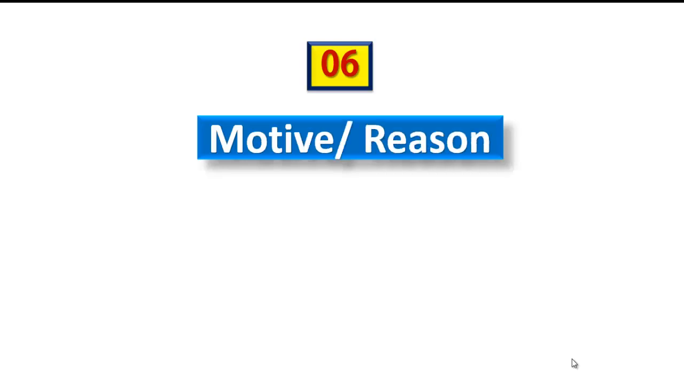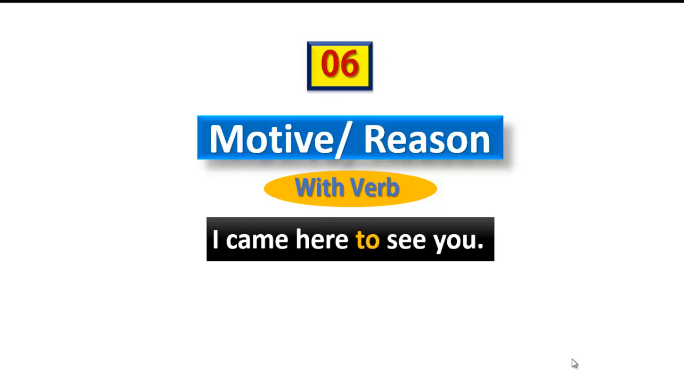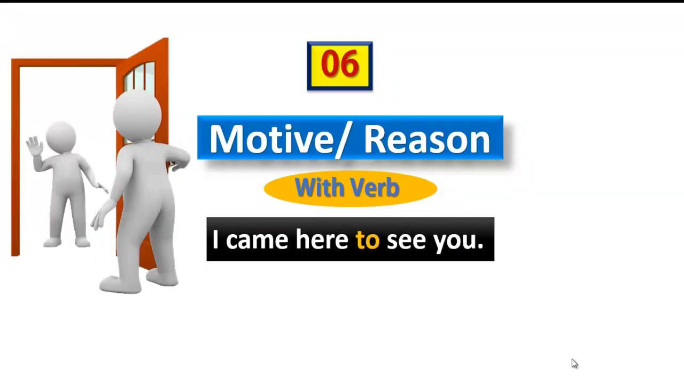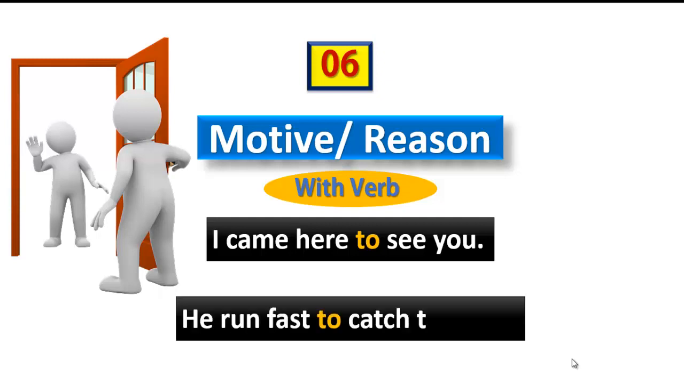Case number 6. For motive or reason. In this case, we will be having a verb after "to". For example, I came here to see you. Here we have used "see" as a verb. Second example is, he ran fast to catch the ball. Here "catch" is a verb.